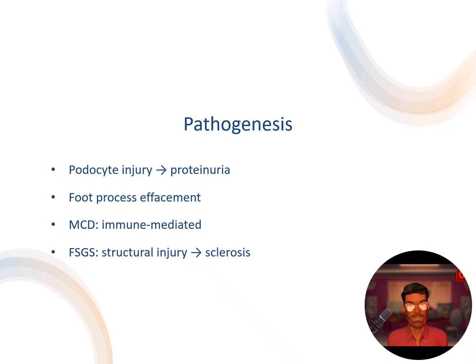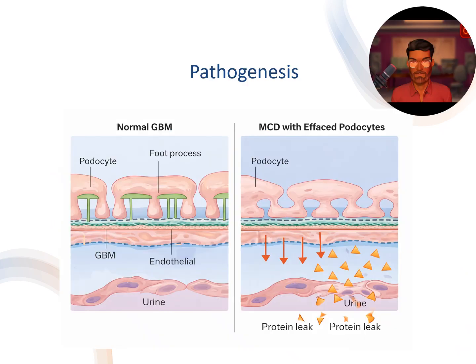The pathogenesis is podocyte injury leading to proteinuria, foot process effacement. Minimal change disease is immune-mediated, which is something discovered a number of years ago, whereas FSGS also features structural injury leading to sclerosis, and thus the name focal segmental glomerulosclerosis.